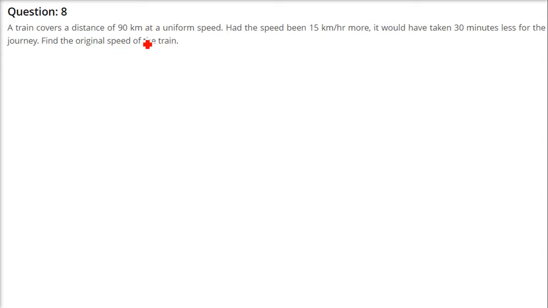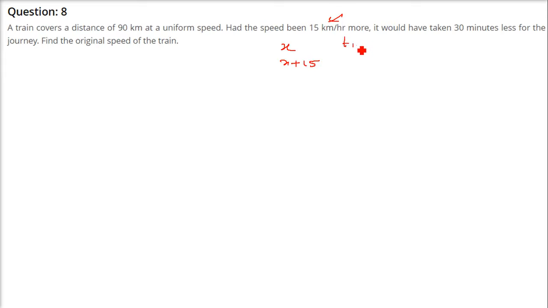A train covers a distance of 90 km at a uniform speed. Had the speed been 15 km an hour more, it would have taken 30 minutes less for the journey. Find the original speed of the train. So let us assume the original speed is x. Now the speed is increased by 15, so the increased speed will be this.